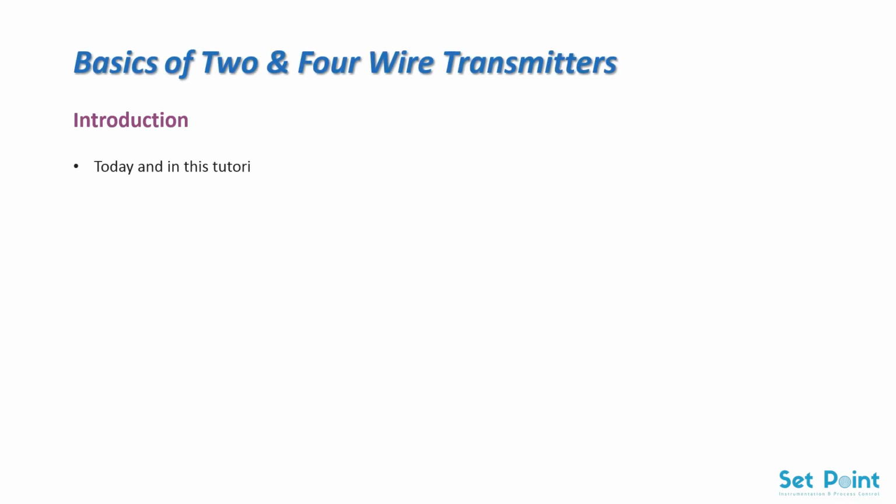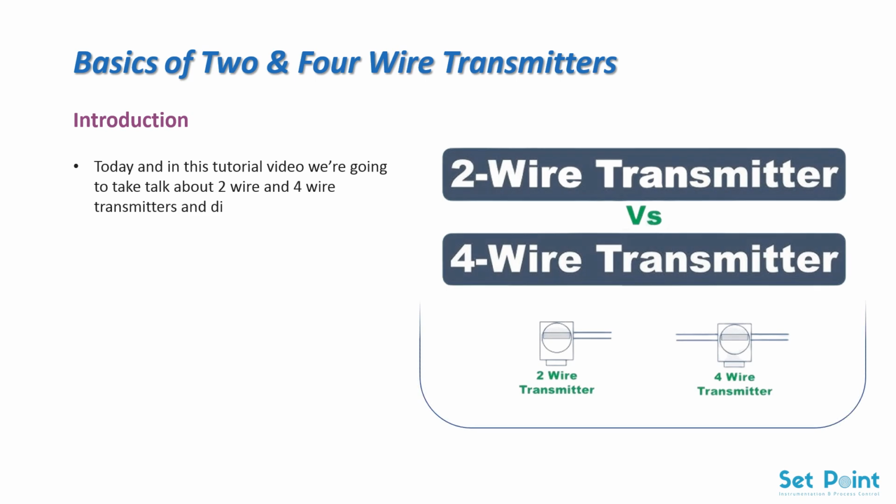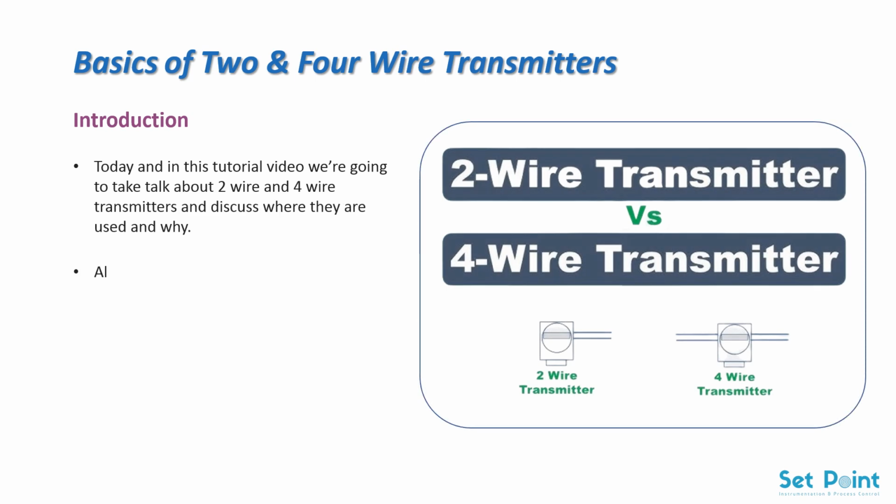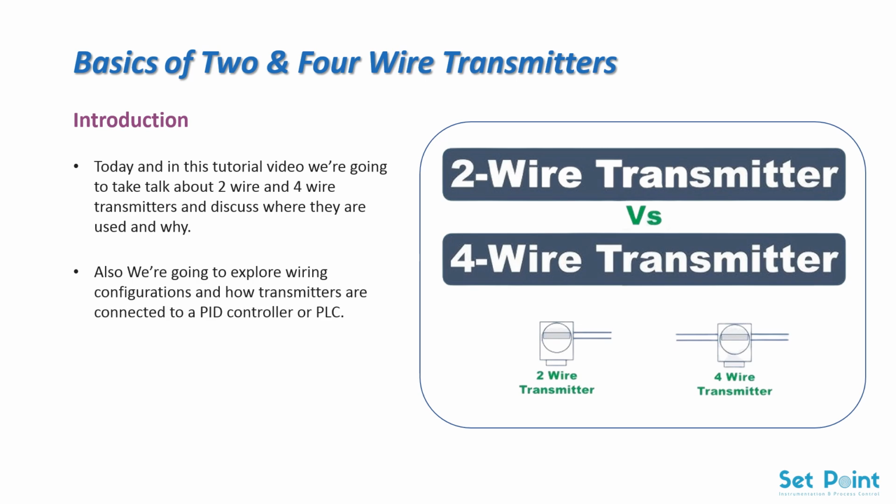Today in this tutorial video we're going to talk about 2-wire and 4-wire transmitters and discuss where they are used and why. Also, we're going to explore wiring configurations and how transmitters are connected to a PID controller or PLC. Briefly, in 2-wire transmitters, the transducer is powered by the same 2 wires that carry the 4 to 20 mA signal.